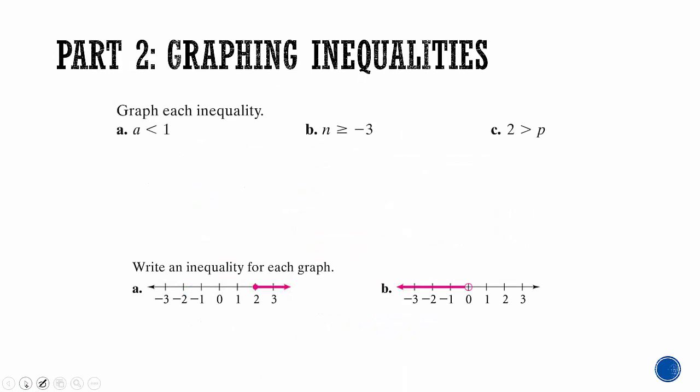So let's do some examples. Graph each inequality. So we're going to break out a number line. You really only need to put 0 and 1, or this one 0 and negative 3, 0 and 2. Whatever your number is, that's all we were really concerned about. And then figure out, do you need an open circle or closed circle? So this is just a less than symbol, so I want an open circle. I do not want to include 1. And then figure out which way your arrow is going to go.